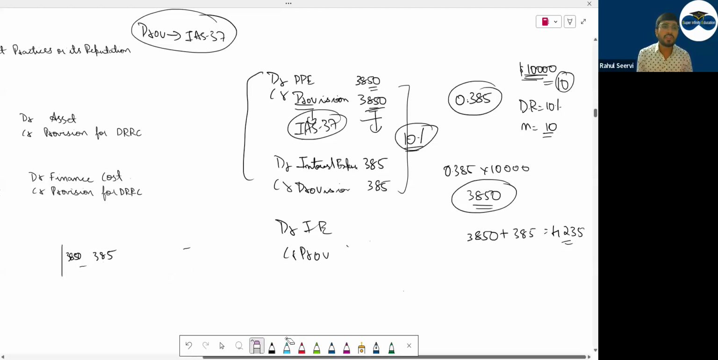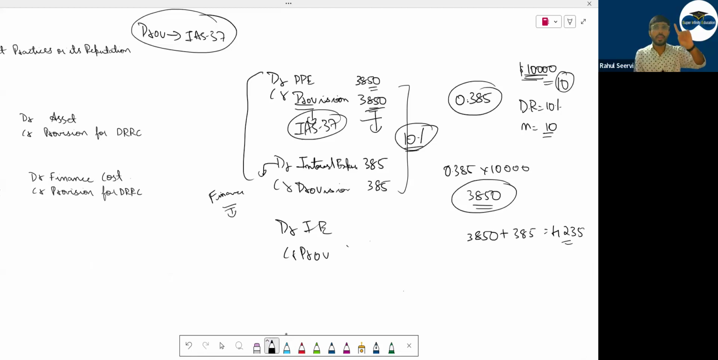Now where will this interest expense be recorded? This interest expense will be recorded in the financing part. Where will you record this? In the financing part. We learned operating, investing and financing. This interest expense will be recorded in operating.